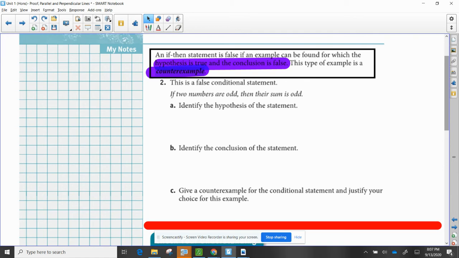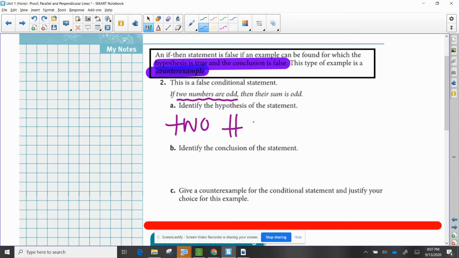So let's look at this false conditional statement. If two numbers are odd, then their sum is odd. So if you take two odd numbers and add them together, you should get another odd number, is what this statement is telling us. So let's look at this. What is our hypothesis in this sense? So remember, look for that trigger word with the if. The clause that comes after it is your hypothesis. So our hypothesis here is two numbers are odd. What's our conclusion then? Okay, the conclusion is their sum is odd.